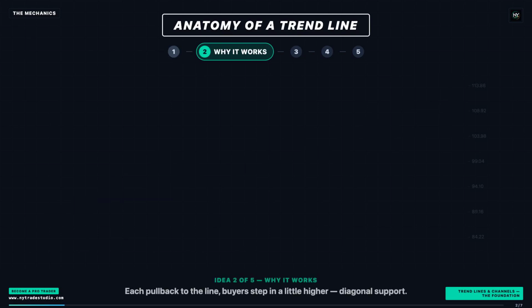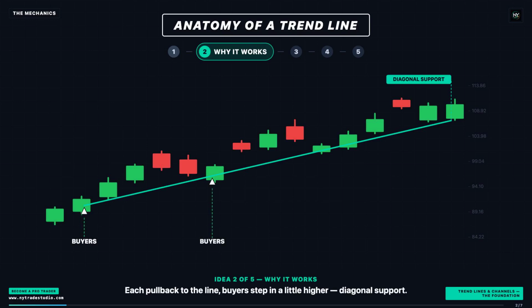Now, why does that sloped line actually work? This is the part that matters, so let us slow down. It is the exact same idea as a flat floor, just tilted. Each time price falls back to the line, buyers step in and push it up again. But because the trend is rising, they are willing to buy a little higher each time. So the line becomes diagonal support, a moving floor that climbs with the trend.